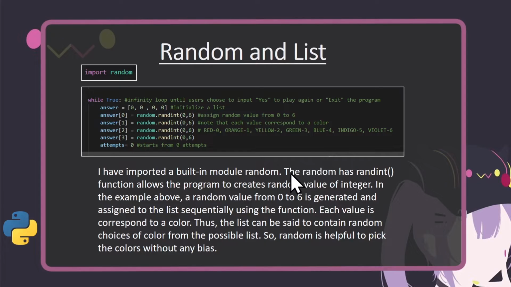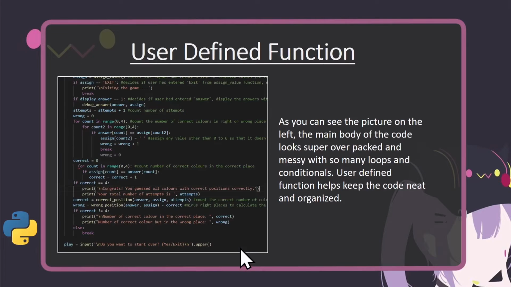Then I also imported a built-in module, random. The random module has the randint function, which allows the program to create a random integer value. In this example, it's from 0 to 6, and it assigns to the list sequentially using the function. So it's helpful to pick the colors without any bias.